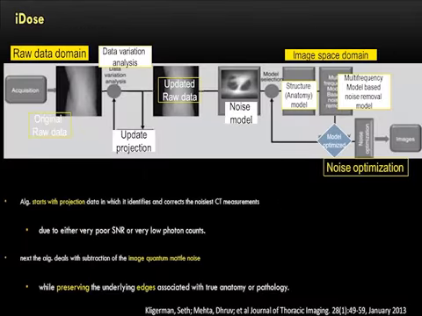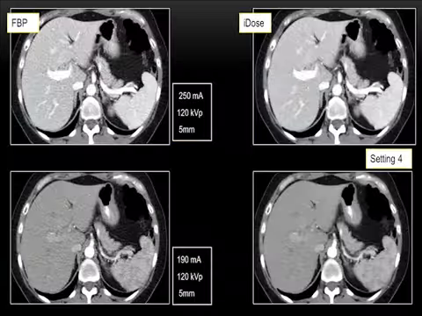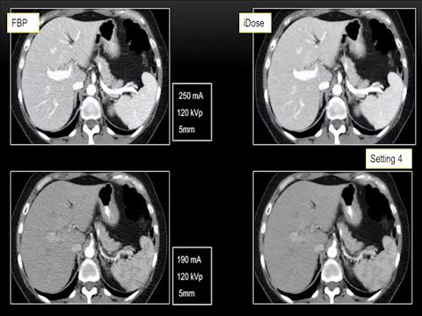Moving on to Philips, they introduced first the iDose. This algorithm basically starts with the projection data. It identifies and corrects some noisy measurements or projections, which can be due to poor SNR or low photon count, and then it updates the raw data. Then it goes to the image domain and lowers the quantum noise or image noise while preserving the edges. So it includes some sort of structure or anatomical model, and it has a multi-frequency model-based noise removal. Let's see how iDose affects abdominal CT.